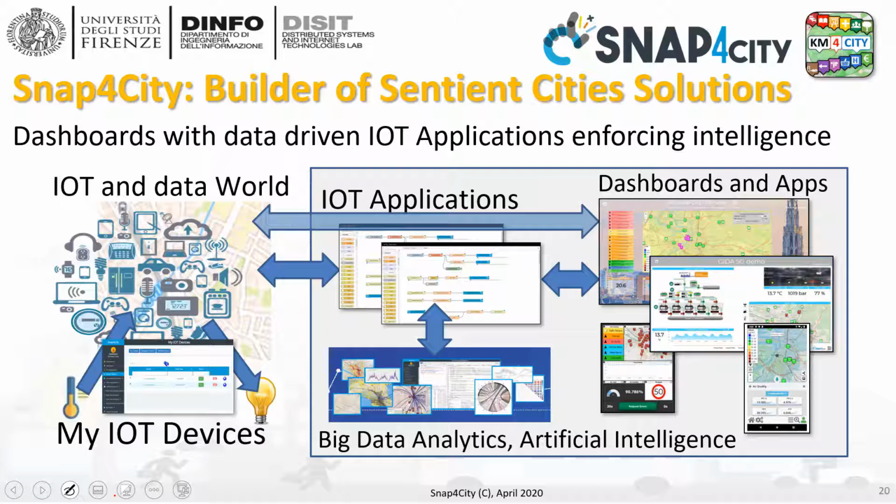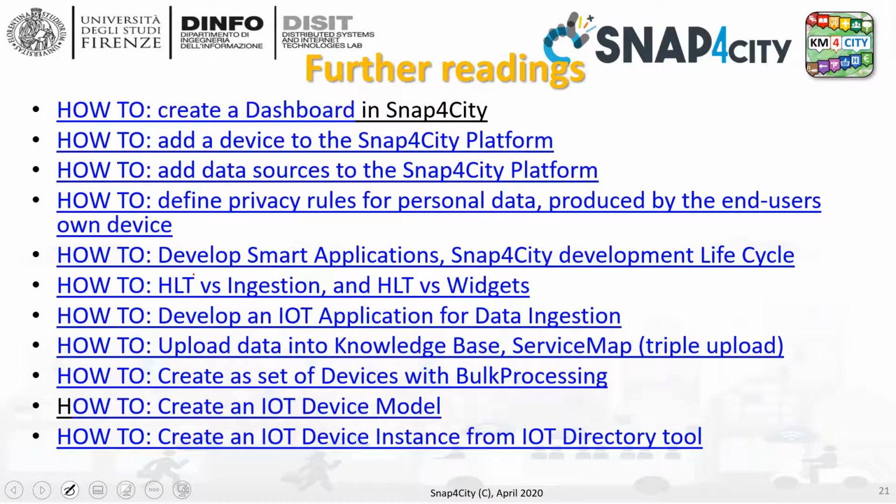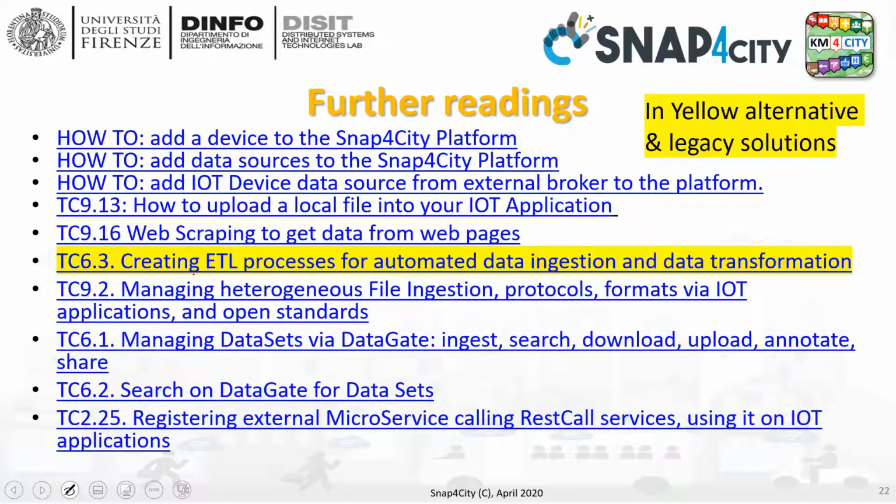So for the readings, this is offered to you if you would like to go in deep in the aspects of general overview for the system, from create a dashboard to the IoT model, including what we are going to present in this section as well. So some further reading. In these slides, when you see some text highlighted in yellow, means that that part is alternative to the mainstream, or is referring to the legacy solution.